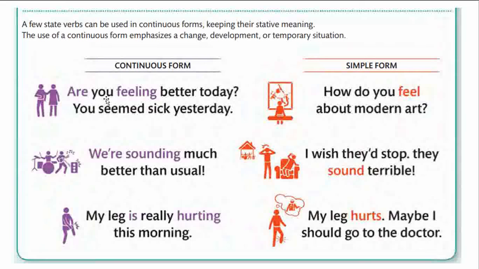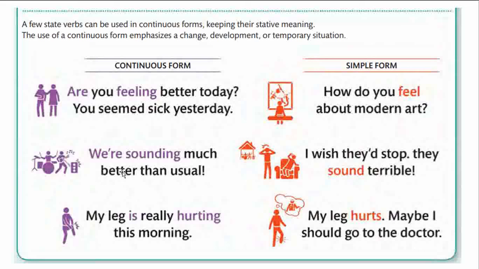Let us see. Are you feeling better today? You seemed sick yesterday. Now, over here, feeling is again a state, a feeling that gives the state of meaning. But the construction is with ing, that is continuous form. But the meaning again remains the same, that is the state of being or a feeling. The stative words give a feeling. The simple form is, how do you feel about modern art? Here it is in the simple form and it is the stative verb.